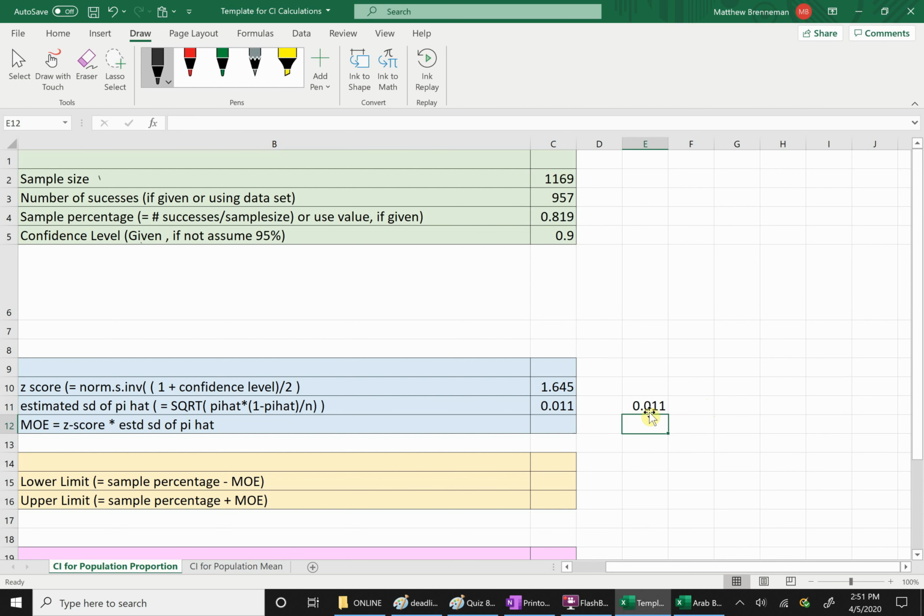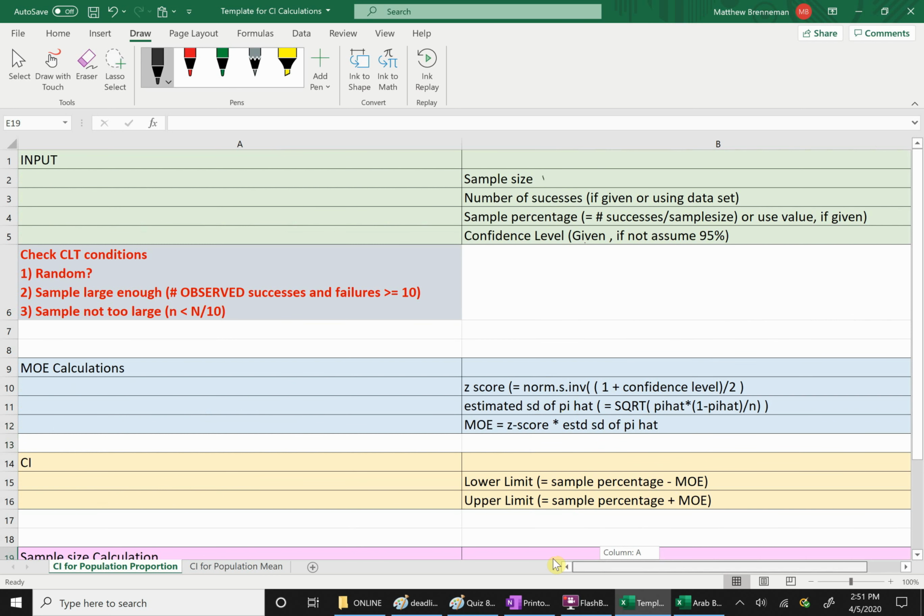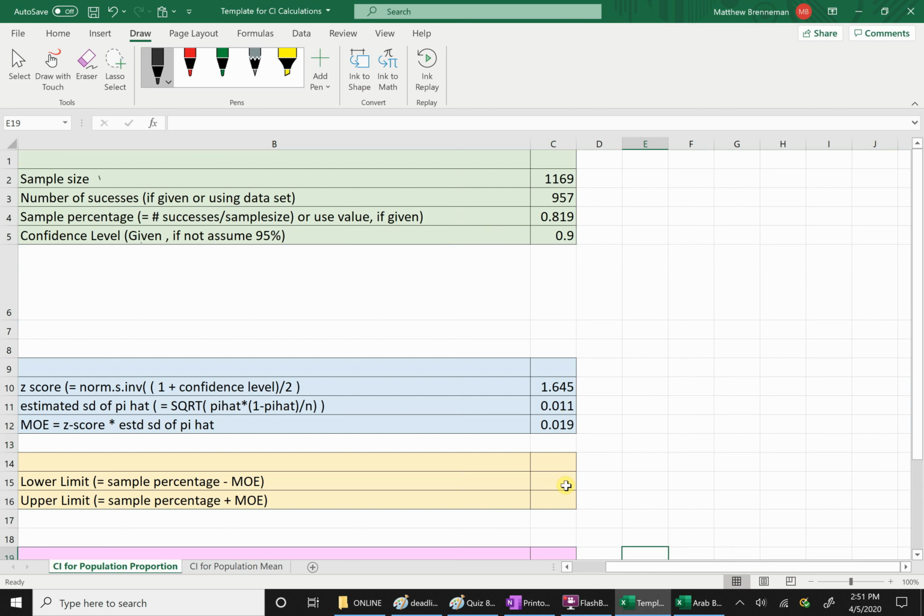Okay, now we're ready to compute the margin of error. Real easy. Z-score times the estimated standard deviation of our estimator. So this times this. Okay. And now we're ready to do the calculation, because what is our confidence interval? Well, our confidence interval is just the sample percentage minus the margin of error, to the sample percentage plus the margin of error. So I'm going to click on wherever pi hat is.